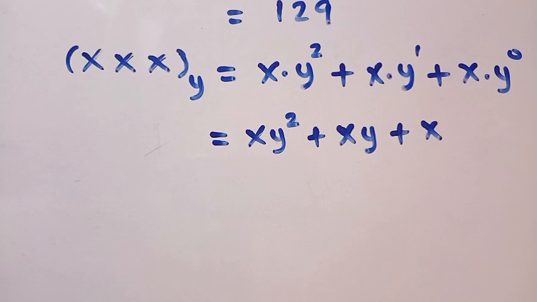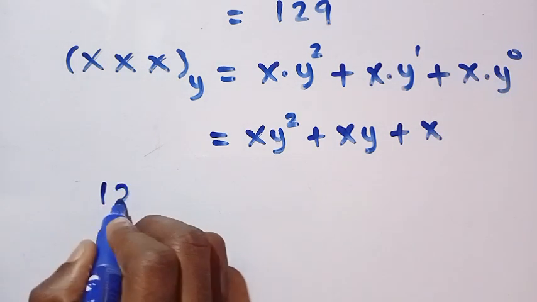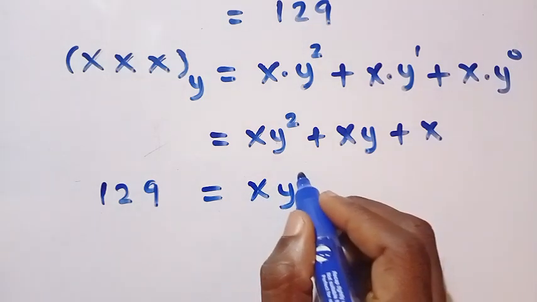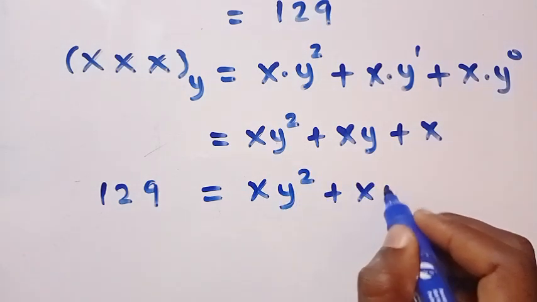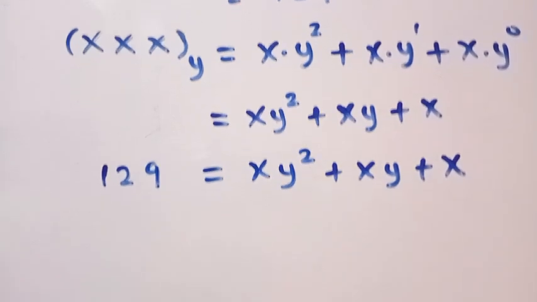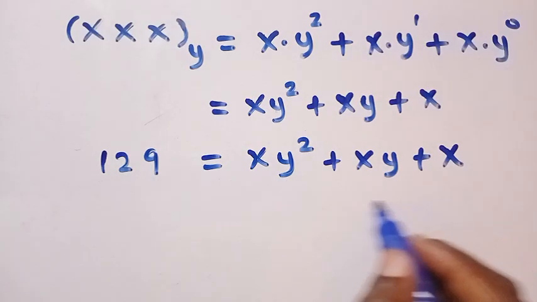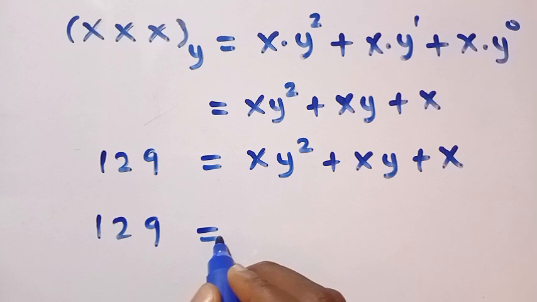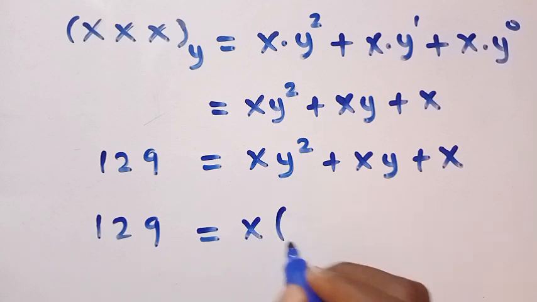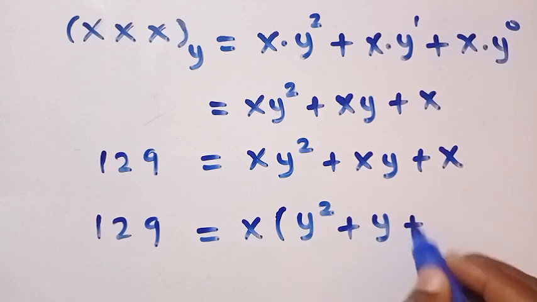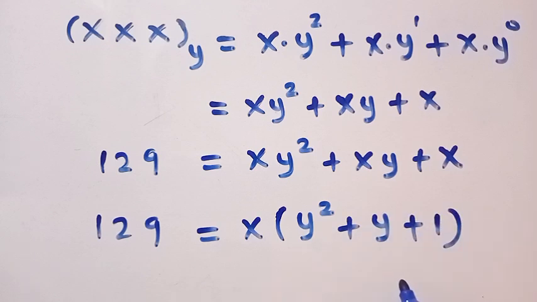Then when we equate this together, we are going to have 129 equals xy squared plus xy plus x. Let's try and obtain the value of x and the value of y. At this right hand side, we have x that is common. Suppose we factor out x. Taking out x from here, what remains is y squared plus y plus 1.